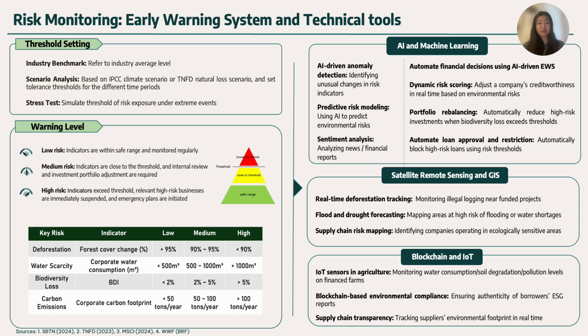EWS uses advanced technologies to improve monitoring, automate responses, and support decisions. AI and machine learning detect environmental risks earlier. GIS and satellite remote sensing offer real-time tracking. IoT sensors and blockchain enhance supply chain transparency and detect greenwashing. An automated platform integrates these tools, enabling AI-driven strategy adjustment, funding restrictions, and real-time alerts.